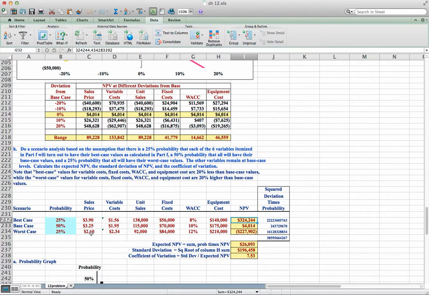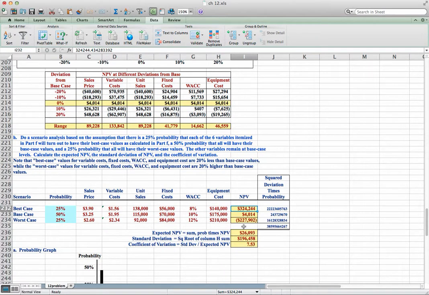The worst case scenario will have the lowest sales price, the highest variable cost, the lowest unit sales, and the highest fixed cost. The weighted average cost of capital will be the highest, and equipment cost will be the highest. Then you can find your expected NPV by taking your best case NPV multiplied by its probability, plus your base case by its probability, plus your worst case by its probability. Then solve for standard deviation and coefficient of variation.